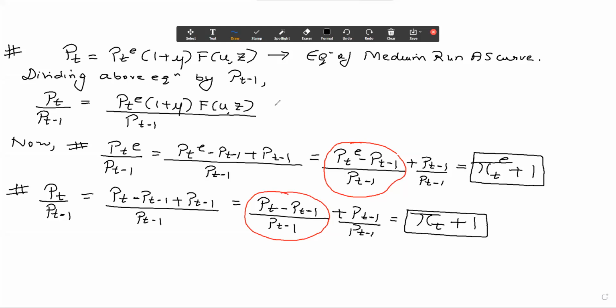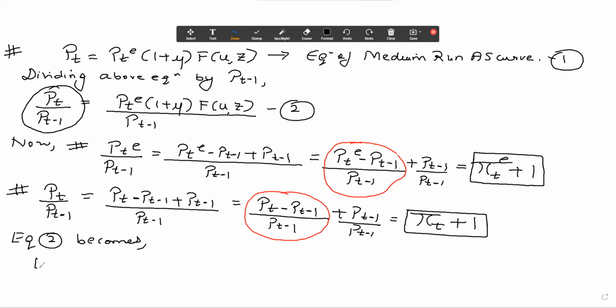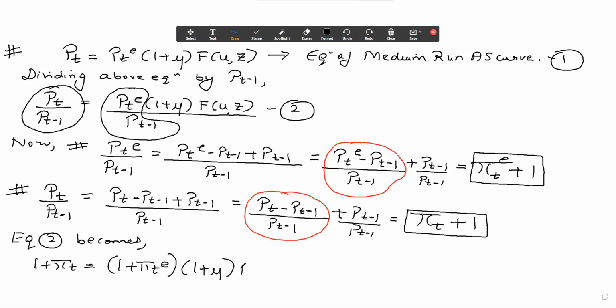So now, how can I write, suppose this is my equation 1, suppose this is my equation 2. So equation 2 becomes, this term is nothing but 1 plus pi t. This term is nothing but 1 plus pi te into 1 plus mu into F of u comma z. So I hope till here all students are clear. Let us mark this as equation 3.